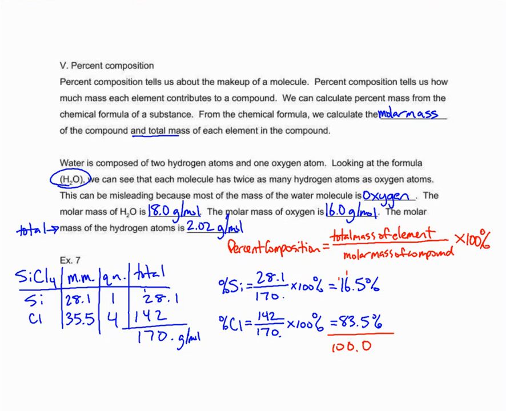Now this one, if you were going to add them together, comes out to exactly 100. And sometimes it will, sometimes it won't. Even here, we rounded it, but this 0.1 was so small compared to the fact that it was 170 that it didn't matter. So this is percent composition. It's something we'll be working with in class.